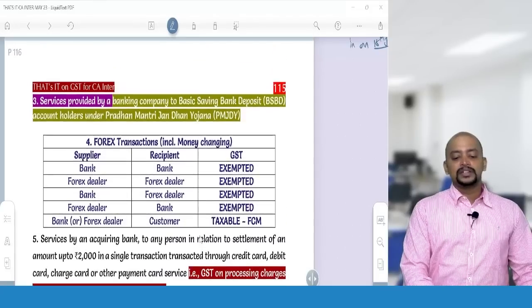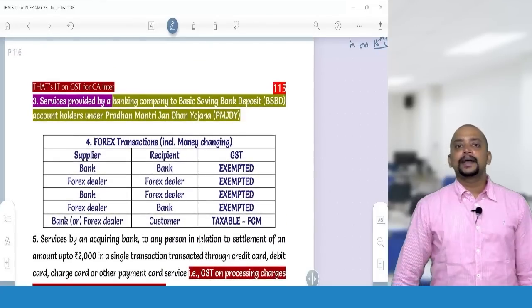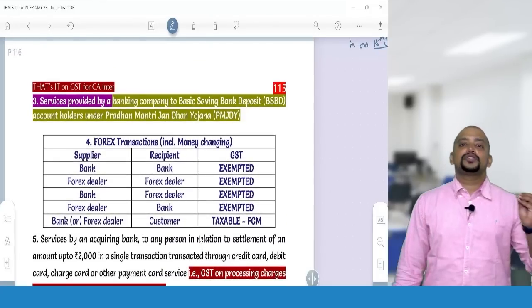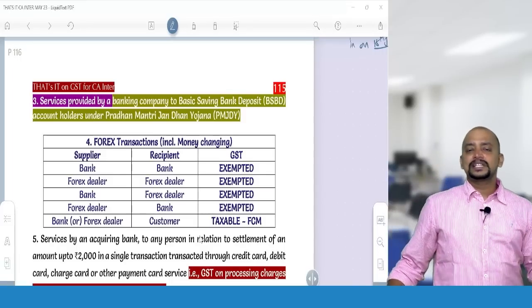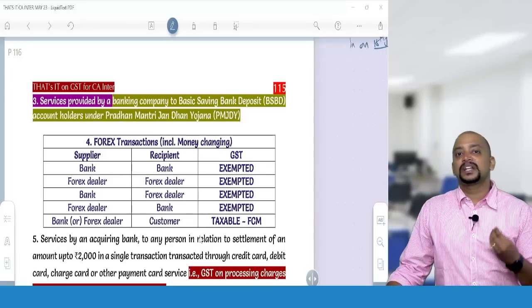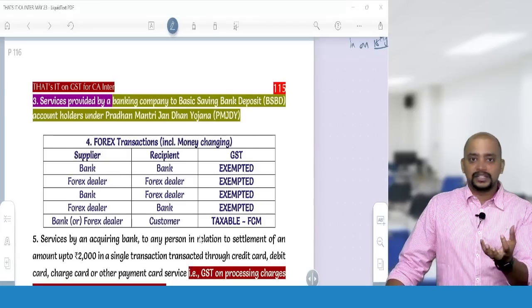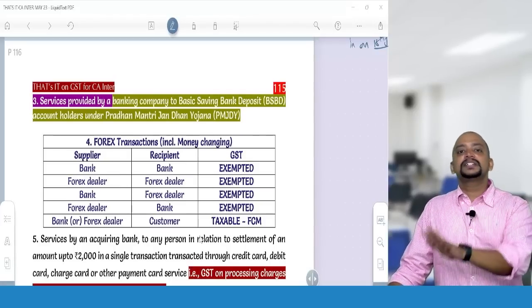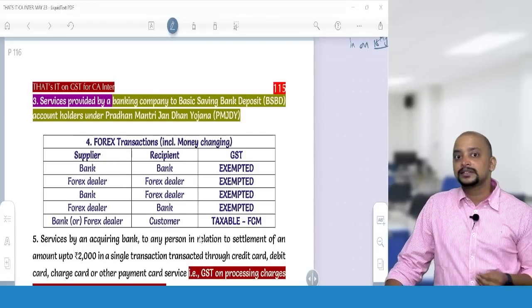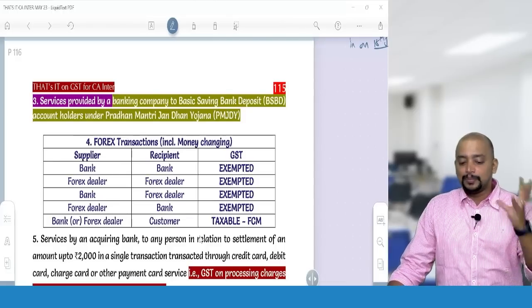Then third point, service provided by a banking company to basic savings deposit account holders. These basic savings deposit account holders are under Pradhan Mantri Jan Dhan Yojana. Under that scheme, whatever savings accounts they have opened, if they receive any service from the bank, they may pay some charges. Those charges payable by them will be exempted.